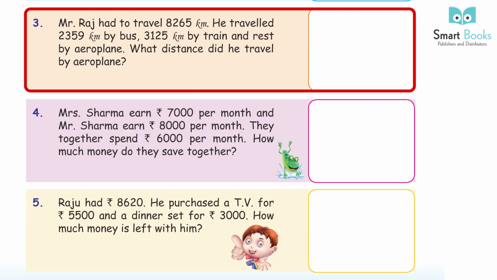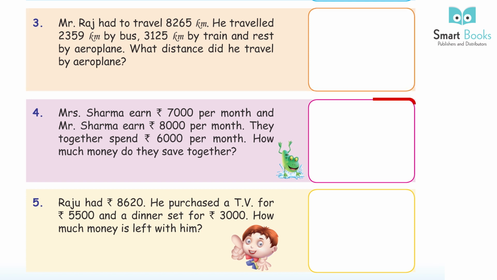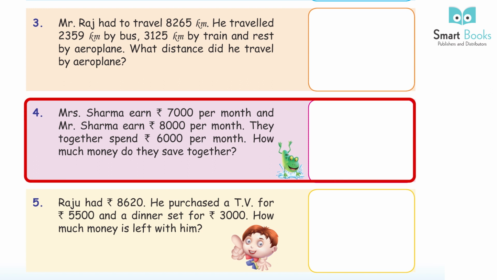Question 3. Mr. Raj had to travel 8,265 km. He travelled 2,359 km by bus, 3,125 km by train and rest by aeroplane. What distance did he travel by aeroplane? Answer 4,658.